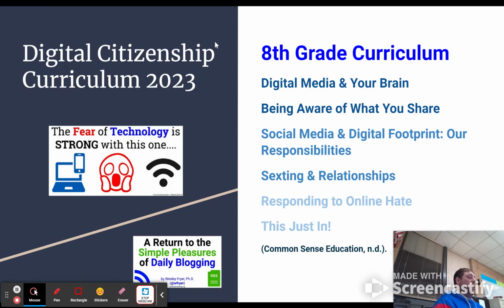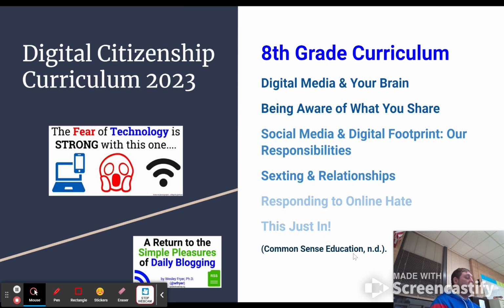I found this in a Common Sense Education article, and it was an 8th grade curriculum. I'm an 8th grade teacher, so if I was teaching digital citizenship, areas that I'd want to focus on, there were 6 major areas they had: digital media in your brain, being aware of what you share, social media and digital footprint, our responsibility, sexting and relationships, responding to online hate, and this just in.